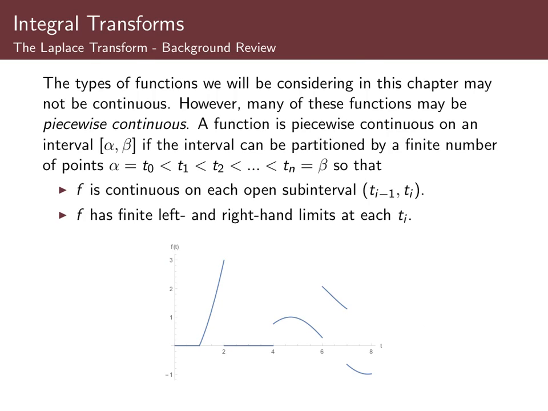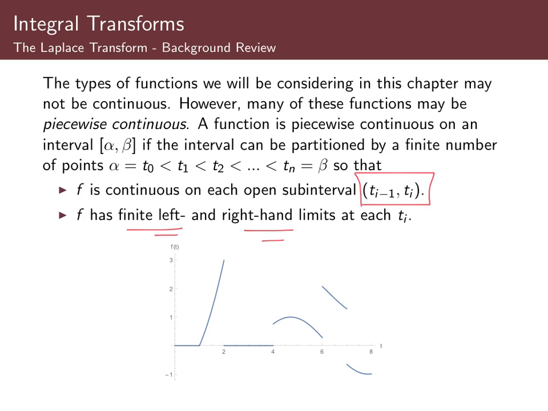The type of functions that we will be considering in this chapter may not be continuous, as we said before. However, many of these functions may be piecewise continuous, and those will be the ones that we're going to consider. A function is piecewise continuous on an interval alpha beta if you can partition alpha beta into finitely many subintervals where the function is continuous on each subinterval, and then at those breaking points, or partition points, f has finite left and right hand limits.